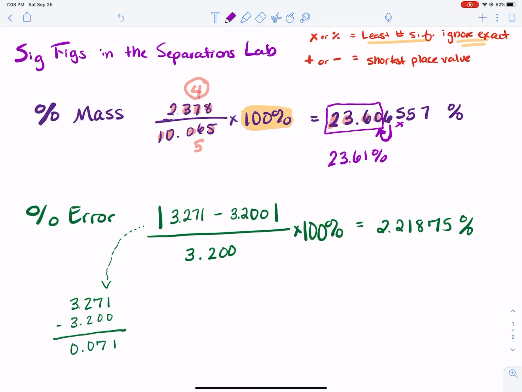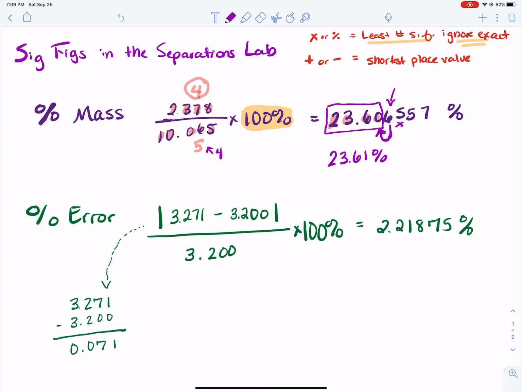In lab today, you may find that instead of 5, you have 4. You still need to make sure that you're paying attention to the last number that's just outside of the number of sig figs that you're supposed to have and see whether or not it should round your percentage up or keep it the same. Now, the other calculation you want to do is percent error.